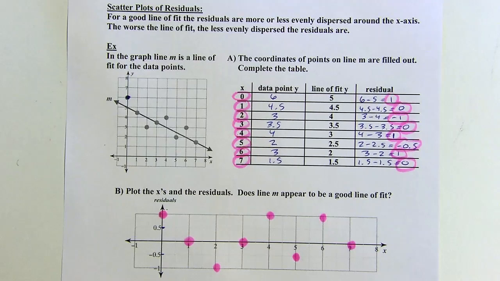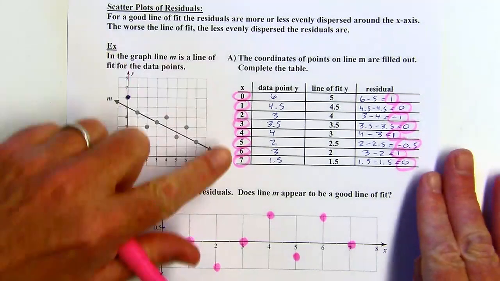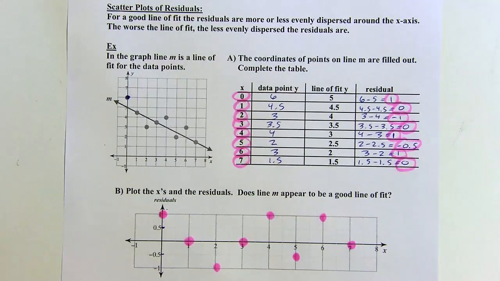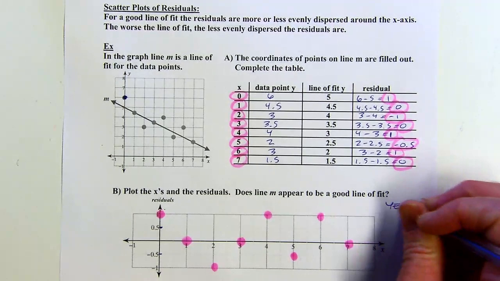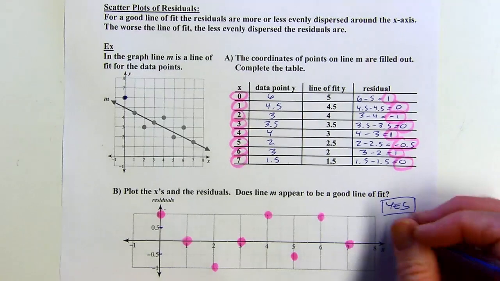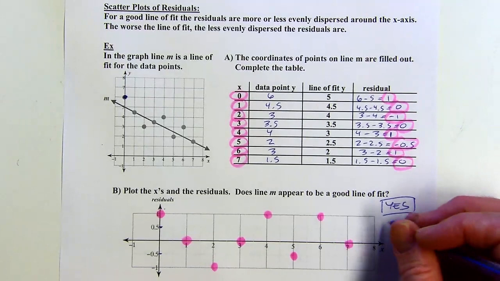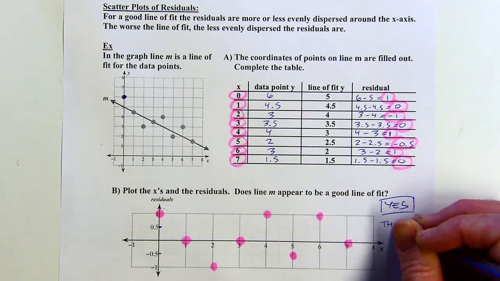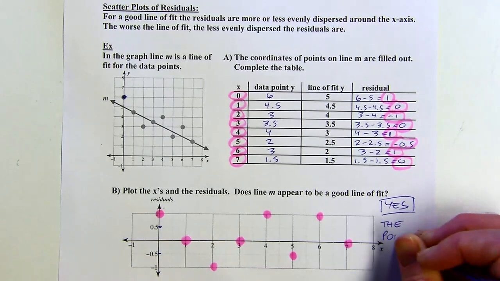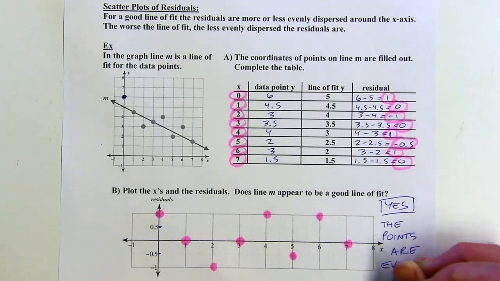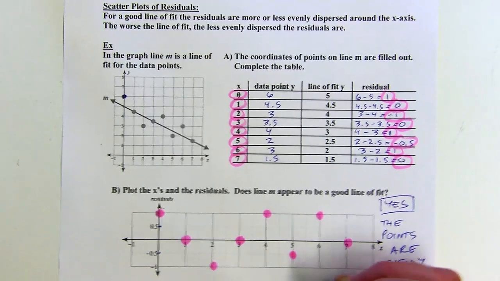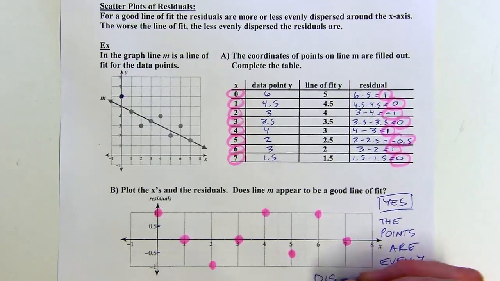Okay, so you can see how these points look like they're pretty well evenly dispersed around the x-axis. So when you plot the residuals and your x-coordinates, for a good line of fit, it should be evenly dispersed like that. So my answer here is yes, and the reason why is the points are evenly dispersed around the x-axis. I didn't plan that out. I should have written that down here.